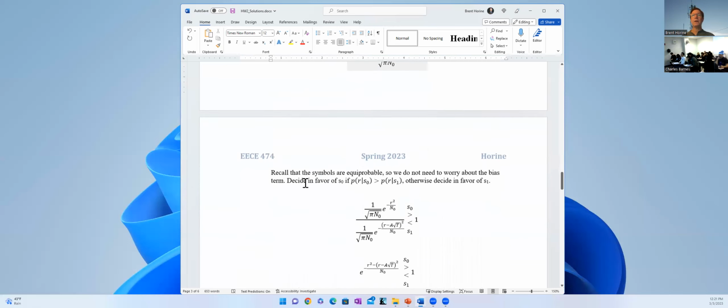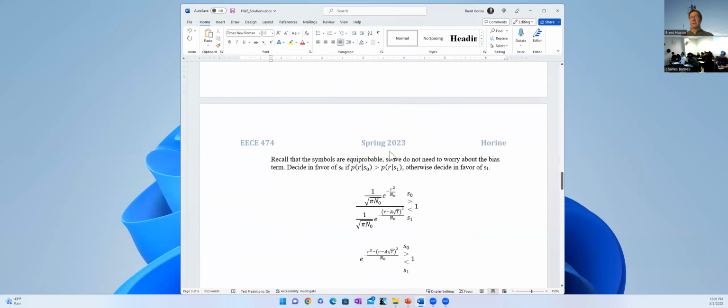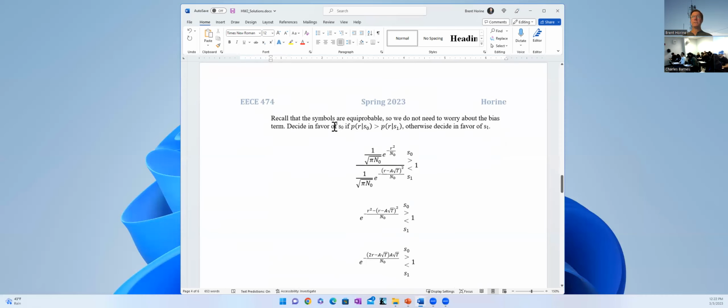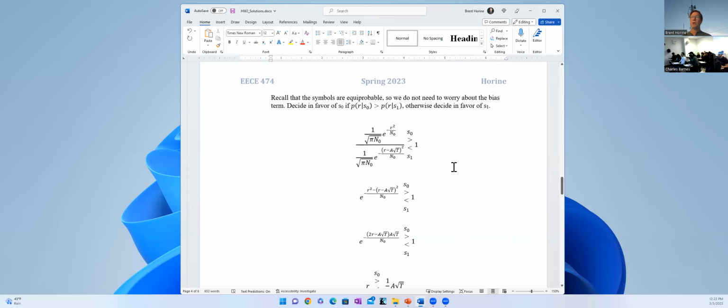Recall that the symbols are equally probable, so we don't need to worry about the bias term. We're going to decide in favor of S naught if the probability of R given that S0 is greater than the probability of R given S1 was sent, right? If the probability of R given S0 is larger than the probability of R given S1, then we decide in favor of S naught. Otherwise, we decide in favor of S1. Well, let's plug all that in and see how that works out.